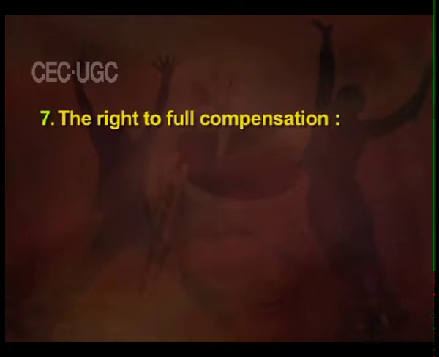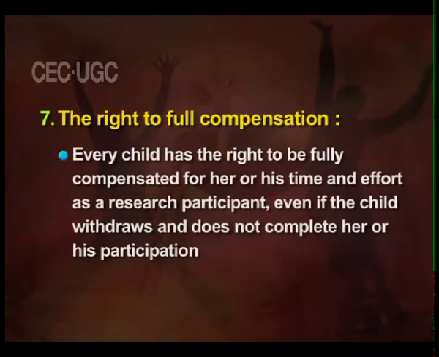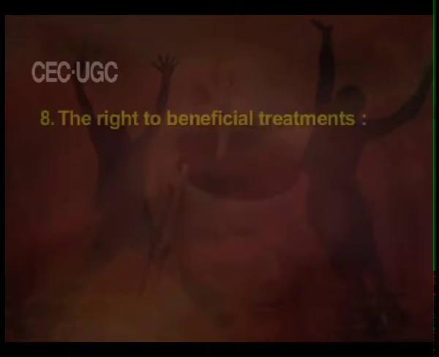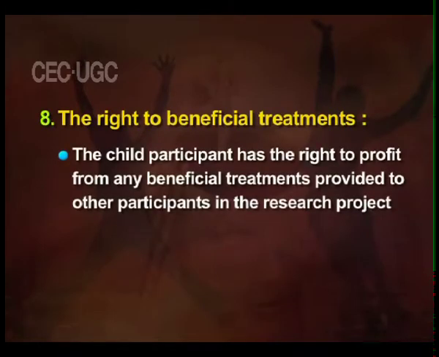Seventh, the right to full compensation. Every child has the right to be fully compensated for her or his time and effort as a research participant, even if the child withdraws and does not complete her or his participation. Finally, the right to beneficial treatments. The child participant has the right to profit from any beneficial treatments provided to other participants in the research project. These 8 ethical standards must be met by the researchers during the research process.